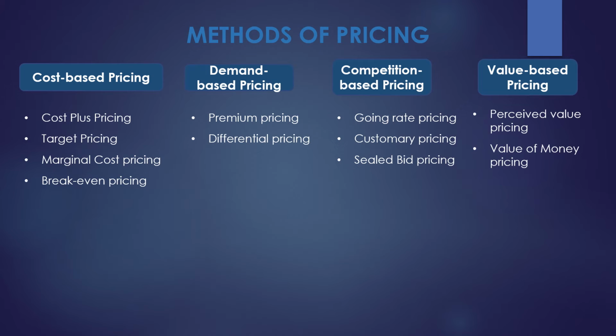The final price is already set. That is 1000 rupees only, which is constant, which doesn't change. This is the target pricing method. The third one is marginal cost pricing. Marginal cost pricing is also called variable cost pricing.